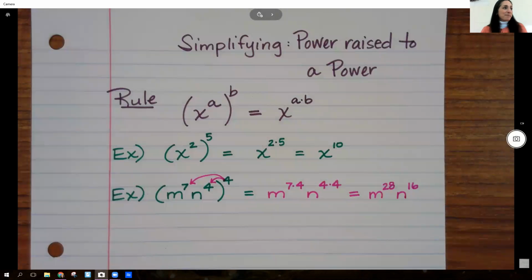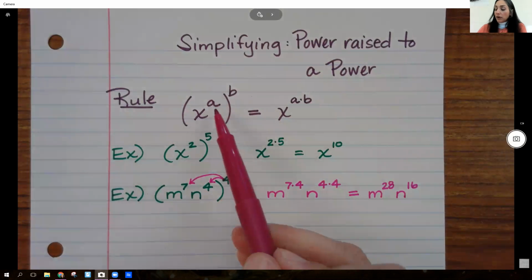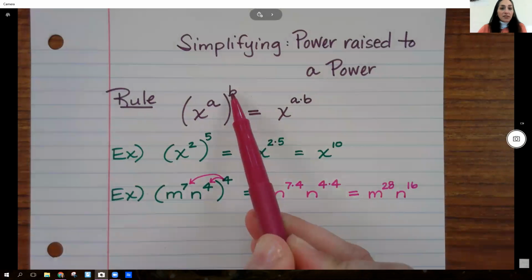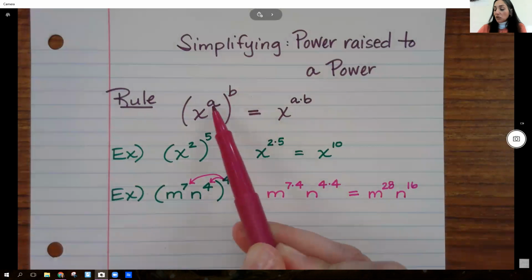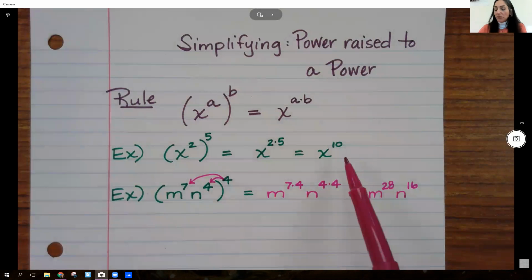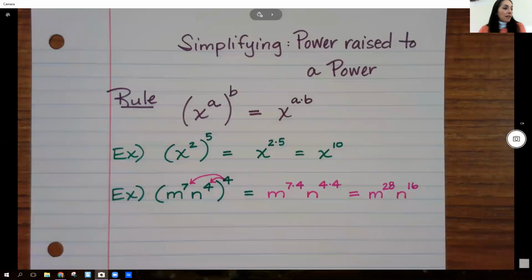Okay. So since I just started recording a few examples in, for those of you watching the replay, today's instruction is on power raised to a power, and you are going to have an exponent and then parentheses raised to another exponent. You're simply just going to multiply the two exponents and then simplify your answer.